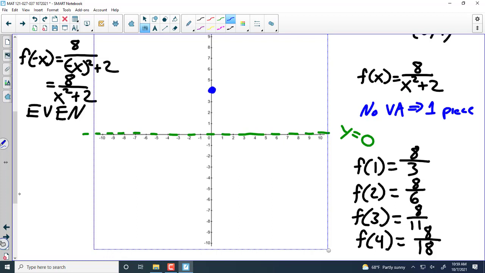If I put in a 1, I got 8/3, which is going to be 2 2/3. So right around here, just doing my best. Put in a 2, I get 8/6, which is 1 1/3. Just doing my best. 8/11, that's a little less than 1. Keeps getting smaller and smaller. Do we see the shape? Does it have to be kind of curvy and smooth? So how about this? Good, Stephen. That looks exactly like an even function.